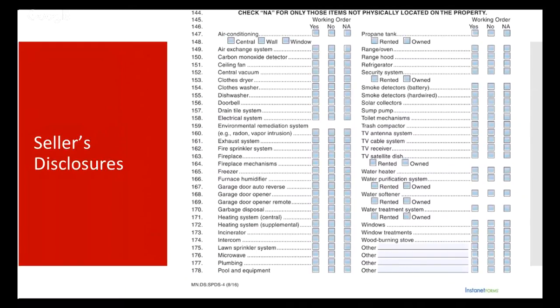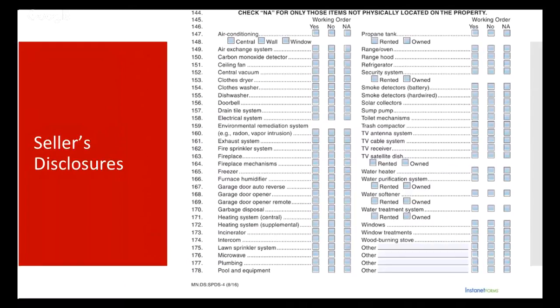So you've got three options. You've got yes, it's in working order, no, it's not in working order, or NA, it's not on the property, meaning we don't have it, right? Sometimes what people will do is they'll check NA, meaning not in working order, or they'll check no, we don't have one, and people get confused. Well, do you have one, or you just tell me it doesn't work, or what's going on here, right? So we'll go through the list of stuff. Air conditioning, what type, air exchange, detectors, ceiling fans, all this fun stuff.